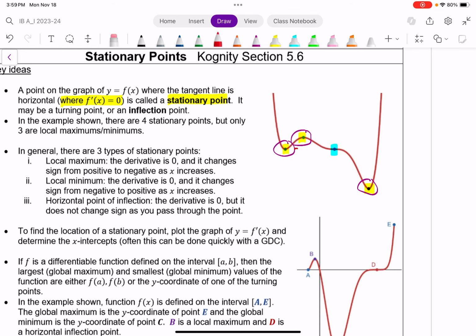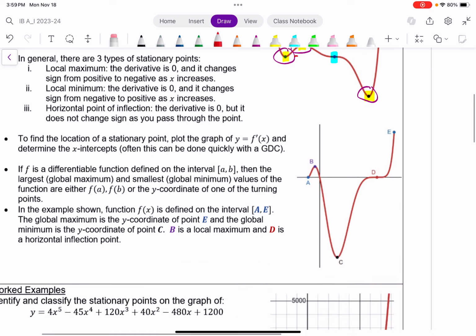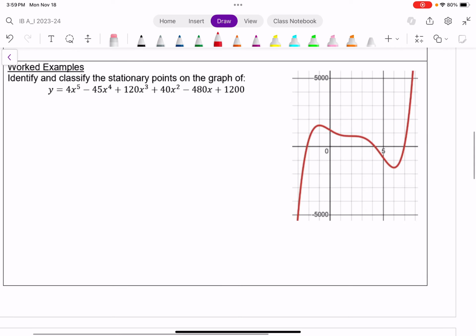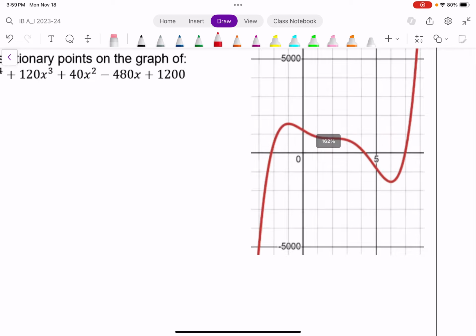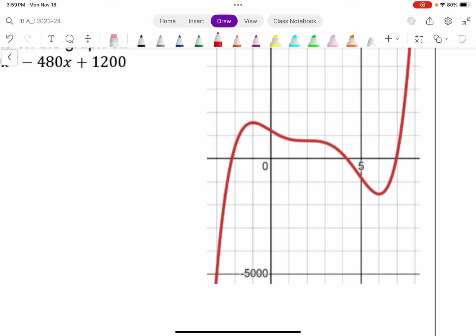Sometimes we can use our derivative, sometimes we can just look at the graph to figure out where these are. So let's look at this 5th degree polynomial that's been graphed already. And we want to identify and classify all the stationary points on this graph. So I can just tell by looking at it, whether it's from this or from a GDC. I can see there seems to be some sort of stationary point there, seems to be a stationary point there, and somewhere around here, there seems to be a horizontal inflection point.